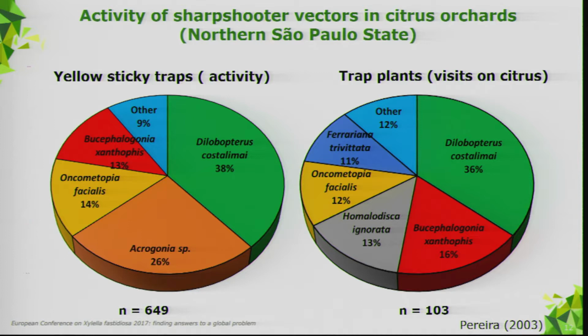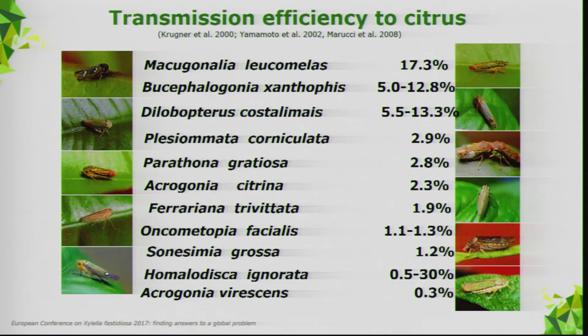So you see in the same place, basically more or less the same composition of species were found, like Cometopia, Acrogonia, Dilobopterus, Bucephalogonia, which are very, very important species. And when you do these trap plants, more or less the same, although we found some grass feeder like Ferrariana also among the most important.